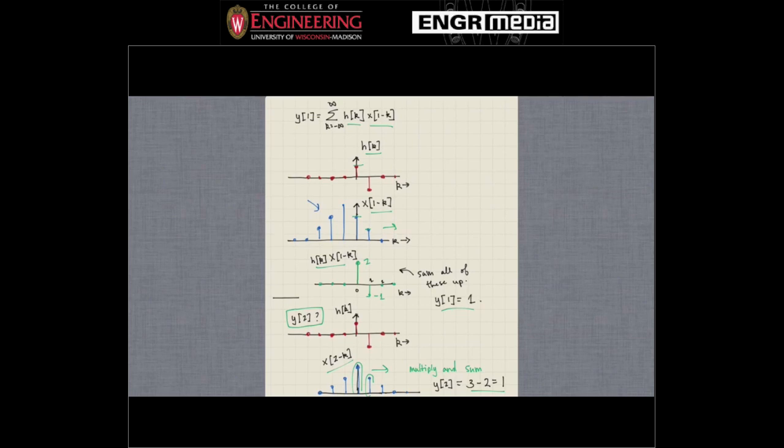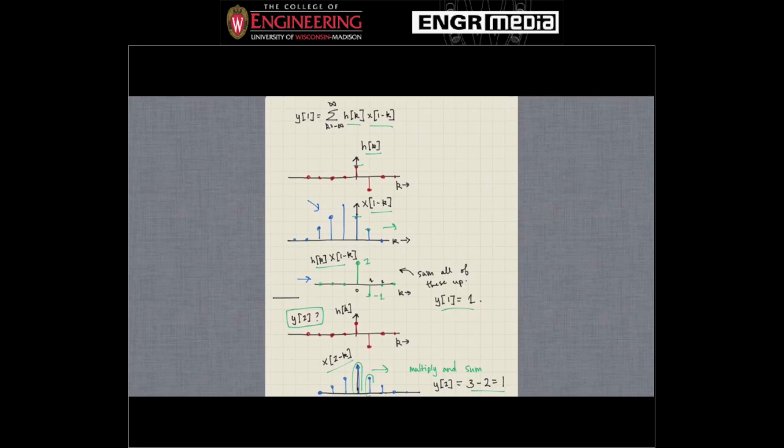Okay, so h of k looks the same, right? That doesn't change. And what we're doing then is multiplying those two things together, and that gives us this green signal again, and then we're summing up over all values of k. So here we have 2 minus 1. So y of 1 equals 1.